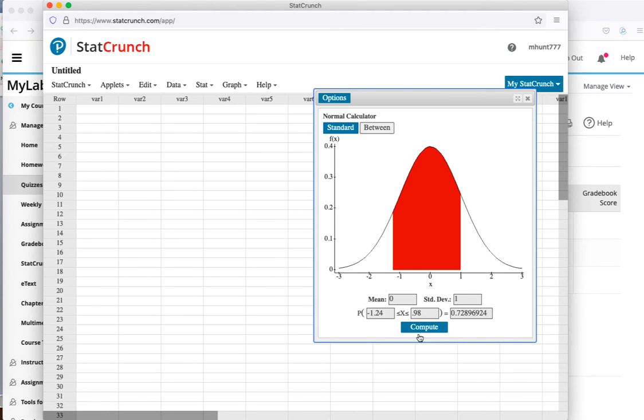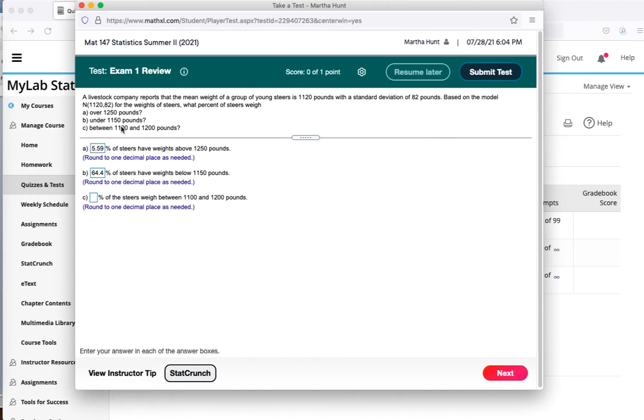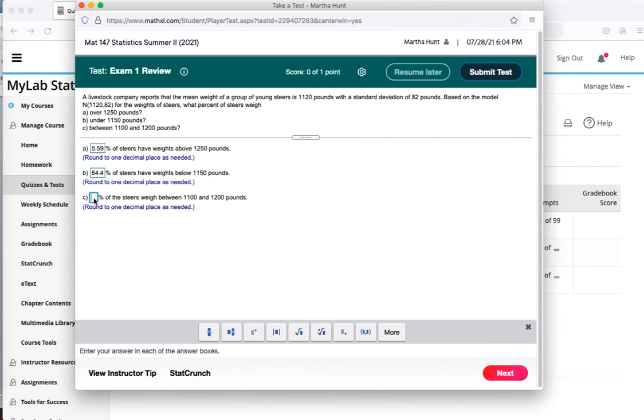and as a percent, that would be 72.9%. Get out of this, and we're going to enter 72.9%. And that's the end of that part of the problem.